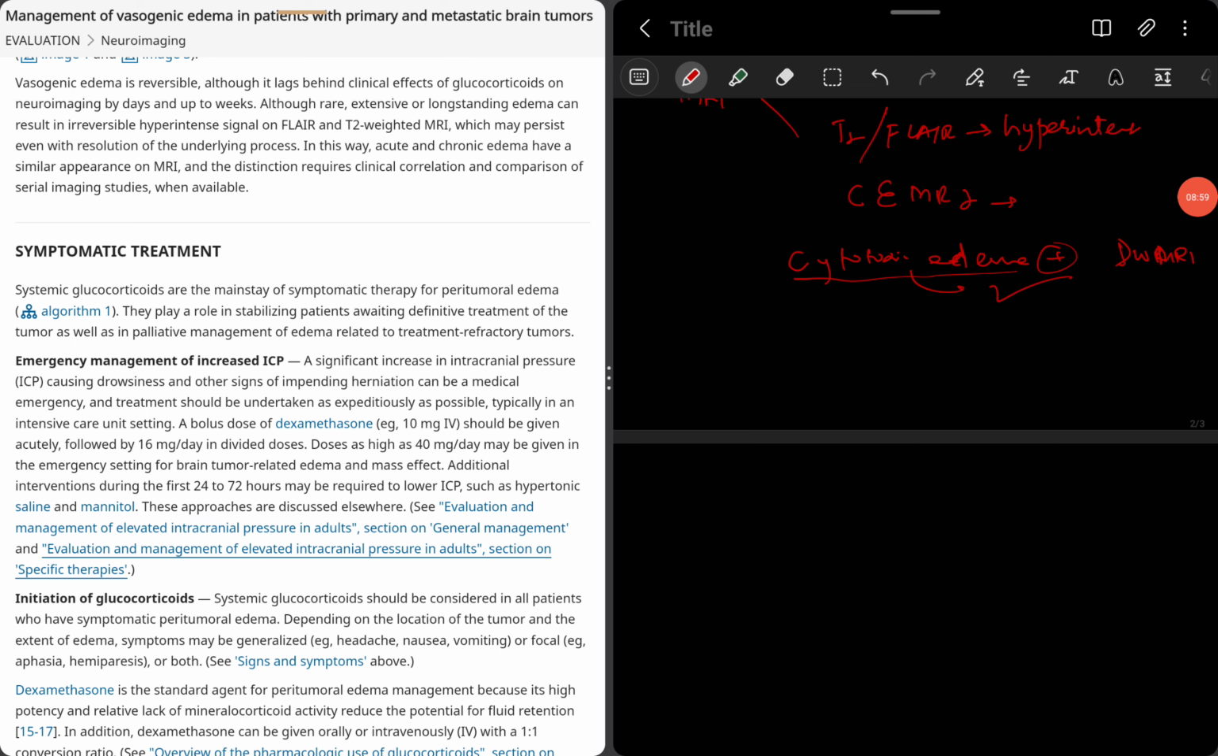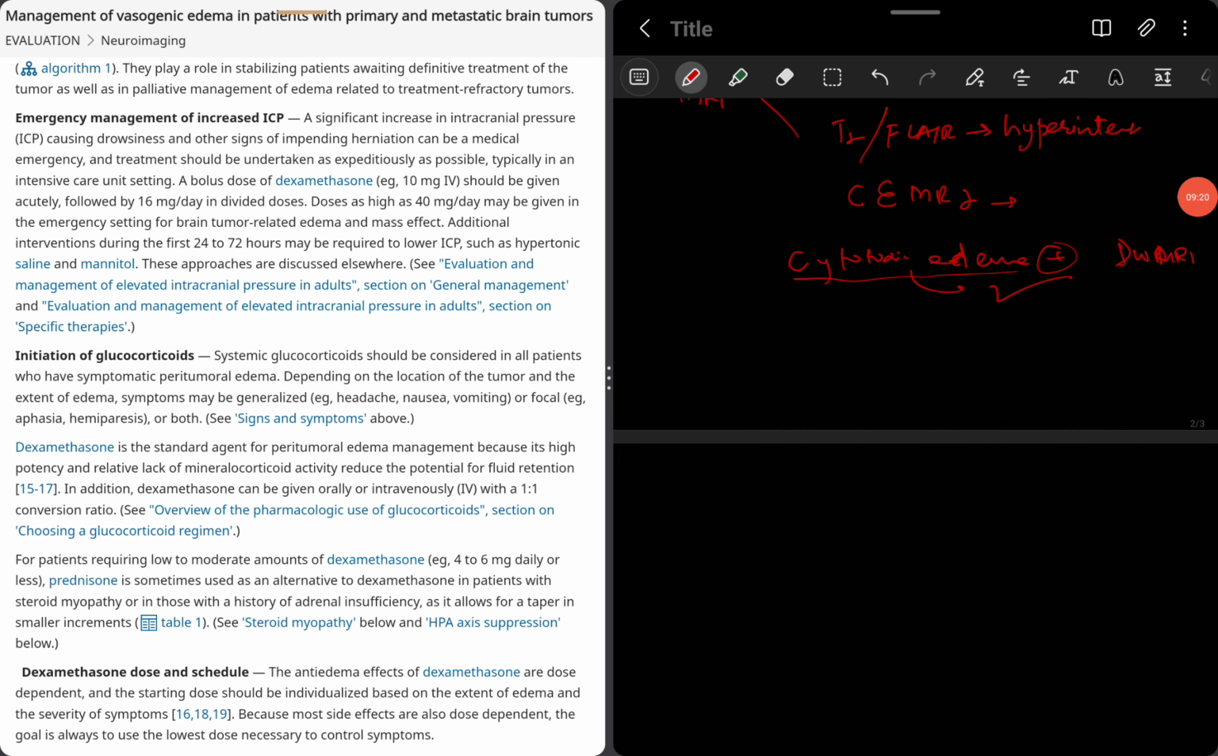Also, sometimes what happens is, vasogenic edema, we know it's reversible. Clinical effects with dexamethasone or glucocorticoids per se will improve upon initiation of glucocorticoids, but on neuroimaging, these white matter lesions may take days and up to weeks sometimes.